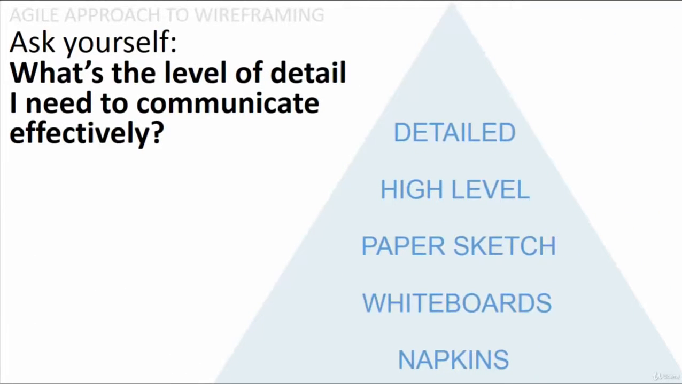So the agile approach to wireframing, right? You ought to ask yourself, what's the level of detail I need to communicate effectively? So here you are with a project at hand. You're creating a website. The management has given you this task as an interaction designer. So you need to ask whether I want to start with napkins, right? So I want to create a storyboard, a theme using my napkins or my sticky notes, for example, or a chart paper. Do I want to draw it by hand?